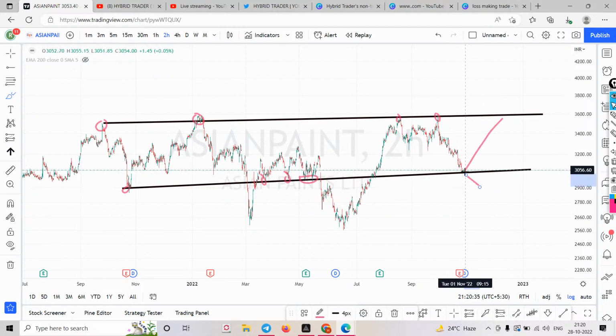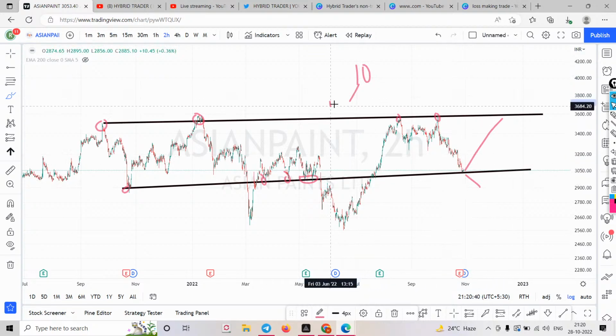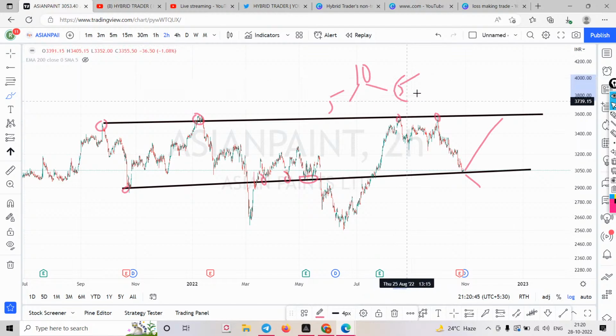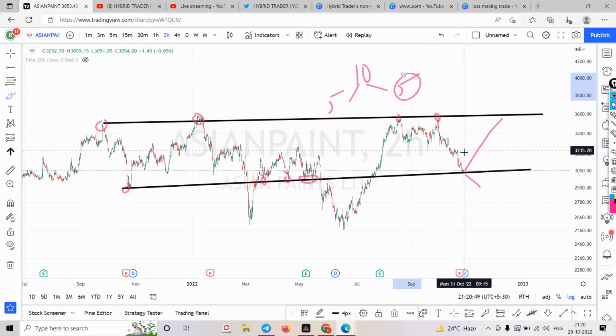I'll accept my stop loss. But if I take 10 such trades, even if I'm successful in 5 and losing 5 trades, still I'll be making good profit. We have already discussed this many times. So this is called the perfect risk to reward trade, right?